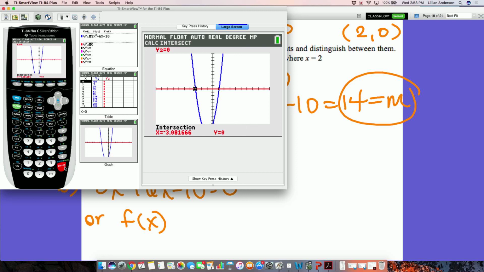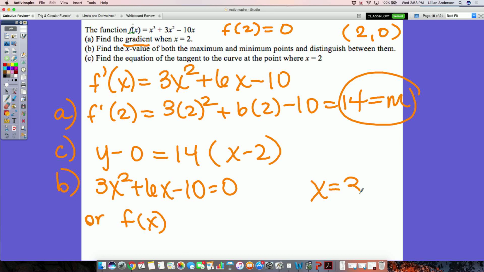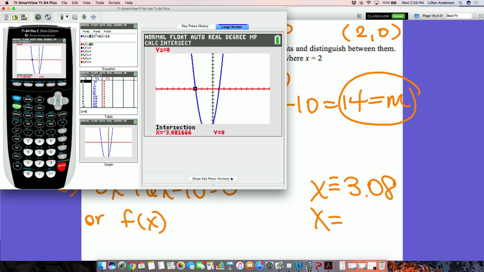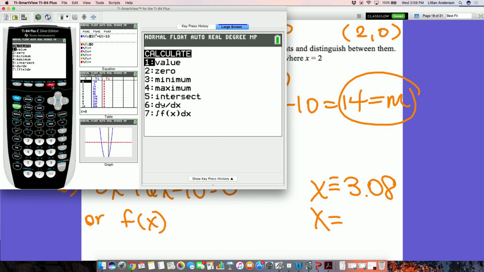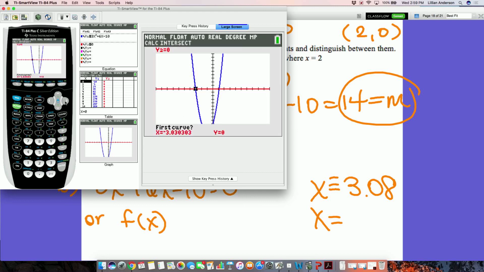Negative 3.08. Did you guys get that? It's the same thing that you would get if you had graphed the original and found either your max or your min. And then I'm going to do the exact same thing for the other point. Second trace, option 5. 1.08. Did you guys get that?